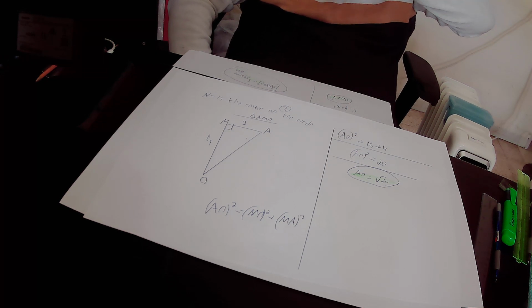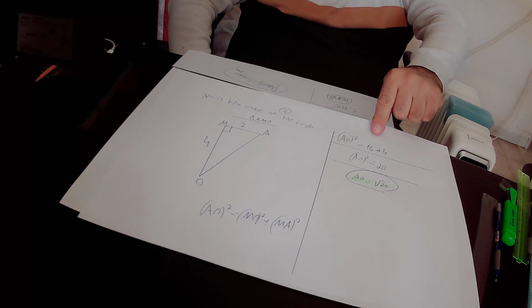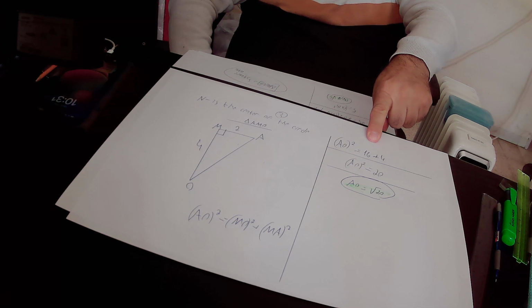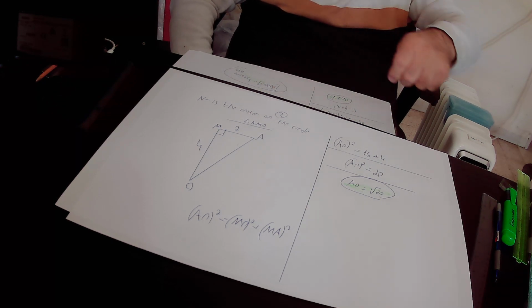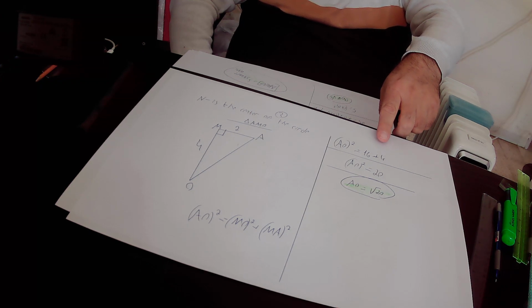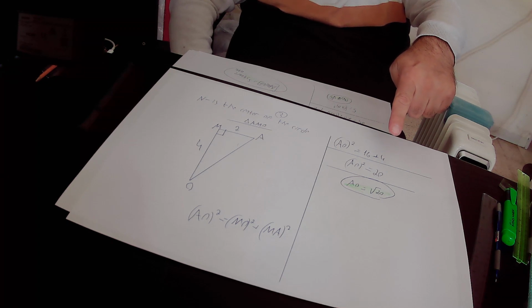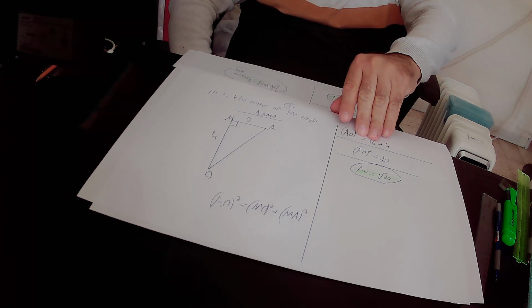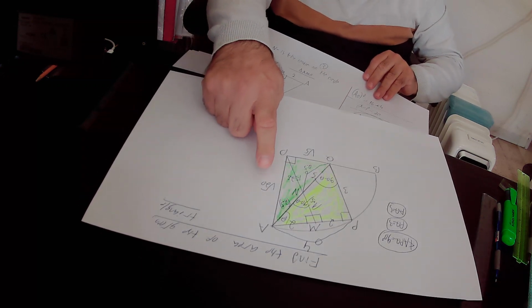So AO square equals MO square. MO is 4, therefore MO square is 4 squared, that is 16, plus MA square. MA is 2, so MA square is 2 squared, that is 4. In conclusion, AO square equals 16 plus 4. 16 plus 4 is 20. So AO square equals 20. Finally we found out that AO equals the square root of 20 units.